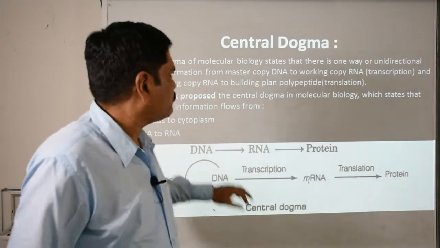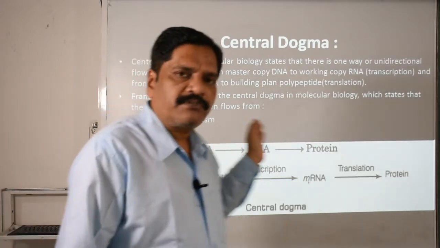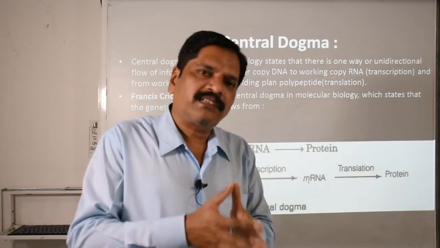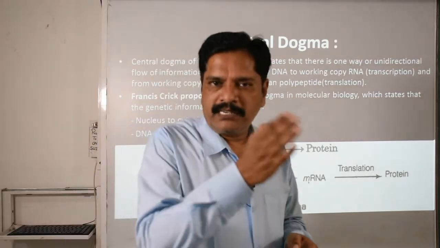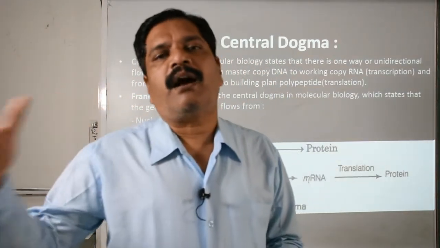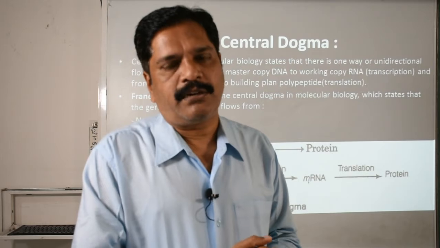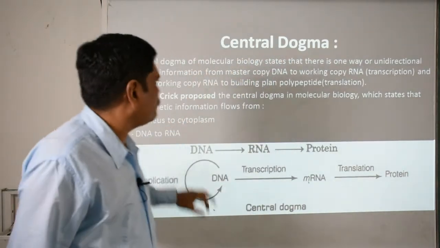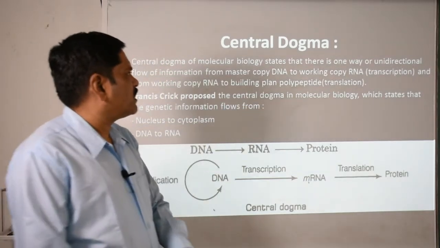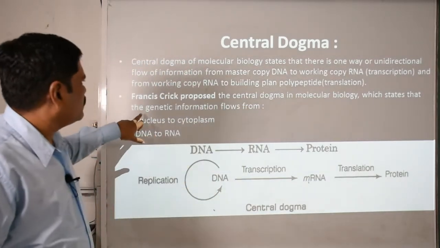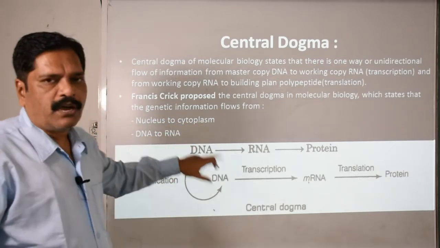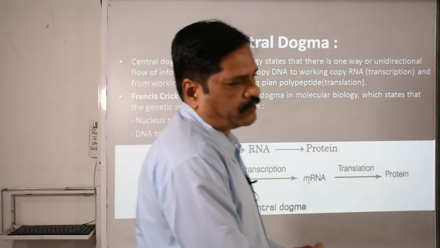Remember these two facts, clear? Then one more speciality of this one thing, that is it is unidirectional. Unidirectional means what? Always this information will flow from DNA to protein synthesis. That means DNA to RNA and RNA to protein synthesis of the polypeptide chain, not in the reverse direction, okay. Now Francis Crick also proposed the central dogma in molecular biology, which states that the genetic information always flows from nucleus to cytoplasm and DNA to RNA. It cannot be reversed, okay.